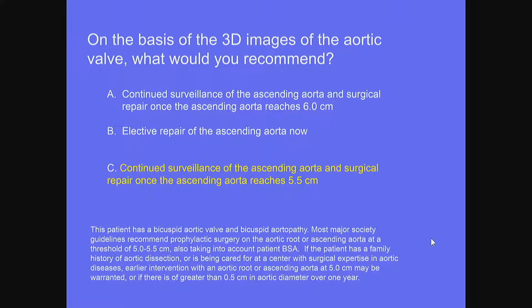Most major society guidelines recommend prophylactic surgery on the aortic root or ascending aorta at a threshold of 5 to 5.5 centimeters, also taking into account the patient's body surface area. If the patient has a family history of aortic dissection or is being cared for at a center with surgical expertise in aortic diseases, earlier intervention with an aortic root or ascending aorta at 5 centimeters may be warranted, or if there is greater than a 0.5 centimeter increase in aortic diameter over 1 year.